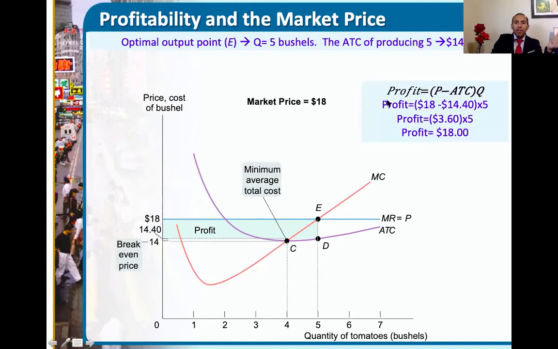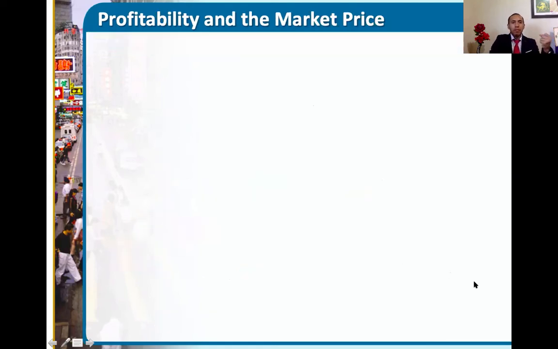So how do we calculate the profit? Well, we look at our formula here in the top corner. Profit is equal to the price, which is $18, minus the average total cost, which is $14.40. That's $14.40 right here. So that's a profit per unit of $3.60. 18 minus 14.40 is $3.60. How many units do we produce? 5 units. So what's our profit? $3.60 times 5. The firm is making $18 in profit for this profit maximizing perfectly competitive firm.